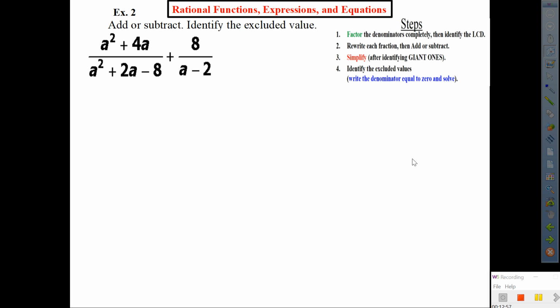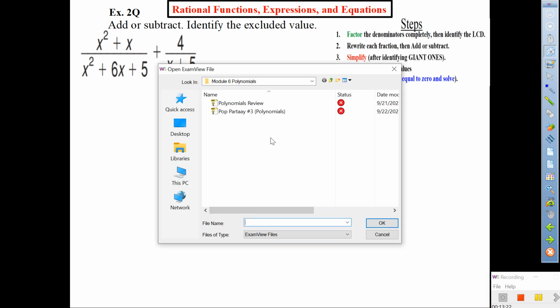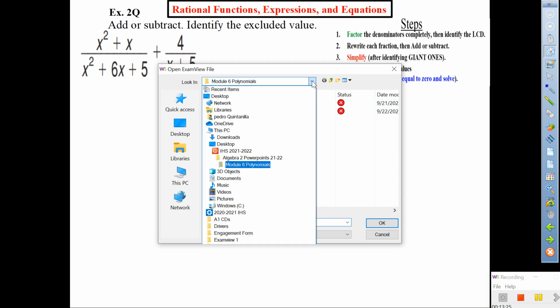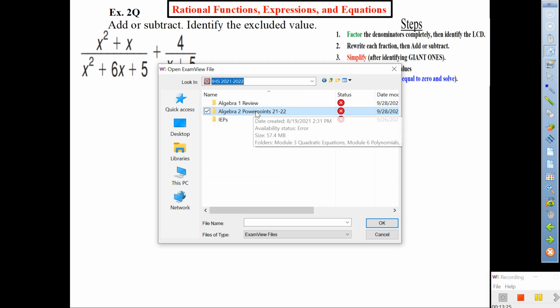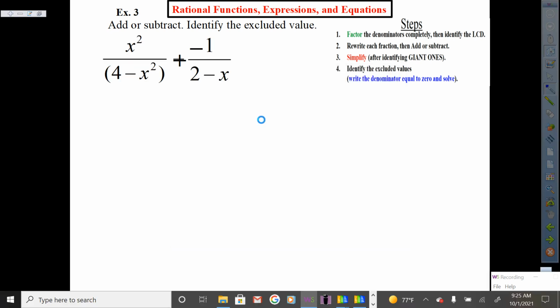All right, for the sake of time, I'm going to do some problems from the home play. So get your home play in front of you and get a blank sheet or your Cornell notes. You're going to copy the problem that we're going to work out together so you can see the process, yes? All right, let's see. Let's go to rational expressions and adding rationals.